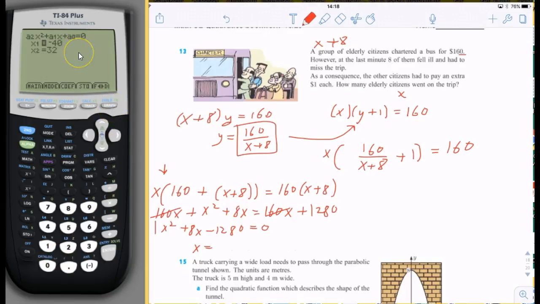And it gives me 2 answers. One's x equals 32 and the other's x equals negative 40. The number of citizens can't be negative 40, so we're just going to keep x equals 32 as the only answer. And that was it. Okay. If you want to figure out how much they paid, then you can use, for example, this equation to figure out what the y value is, but they never asked.